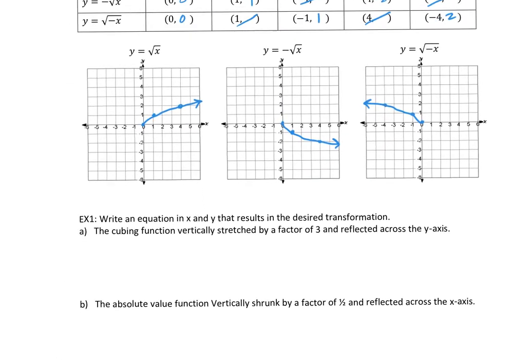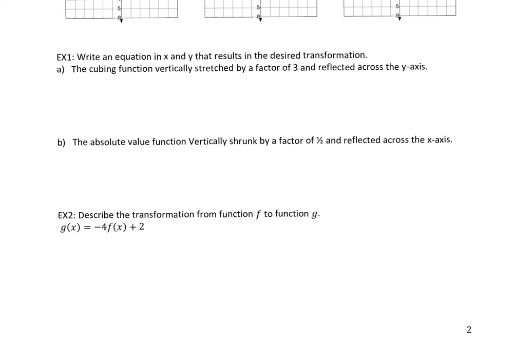All right, so now we have all of our transformations. We have moved things left and right and up and down. We have shrunk them. We have stretched them out. We have flipped them over the axes, and we're going to put it all together. In example 1, we want to write an equation in x and y that results in the desired transformation. Notice we no longer say translation because the translations were only for left, right, up, down. These transformations in 2.3 are not translations.